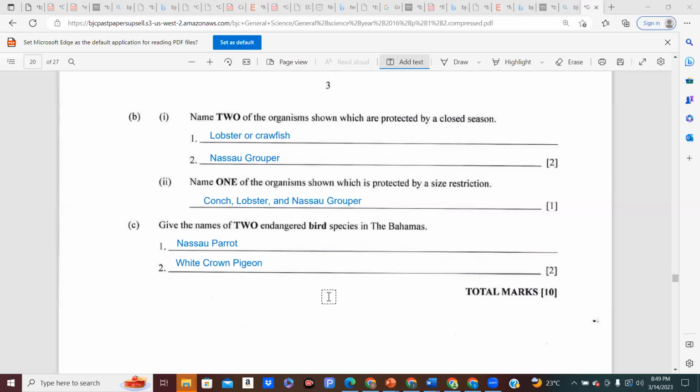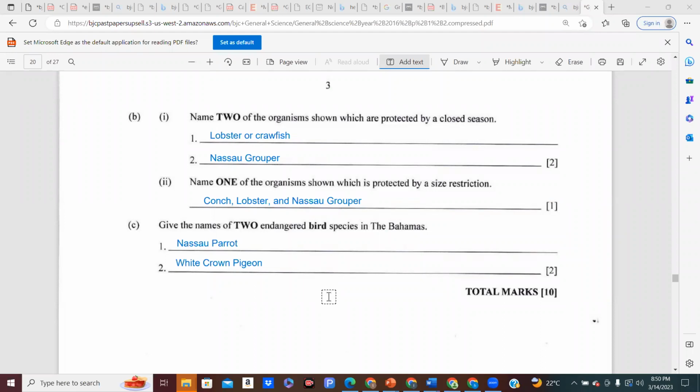Miguel, give me one organism that is protected by a size restriction. The conch. The conch, very good. Karen, give me an organism that is protected by a size restriction. Conch. Okay, besides the conch. Lobster. A lobster. Very good. Jennifer, give me an organism that's protected by a size restriction. Nassau grouper. Very good.